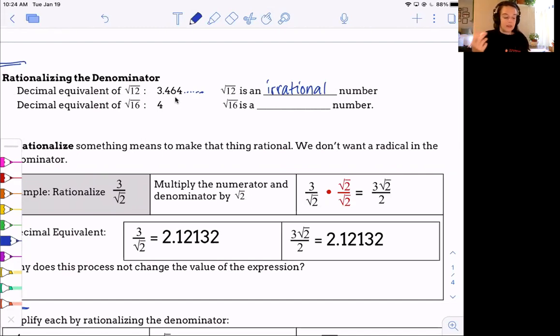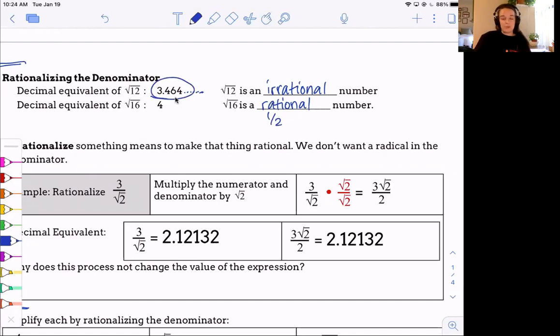The decimal equivalent of square root of 16 is 4. It's a whole number, right? This is a rational number. Rational numbers meaning any decimal that ends or any whole number. So 1/2 is also a rational number. Rational also means fraction, right? You cannot represent this as a fraction.